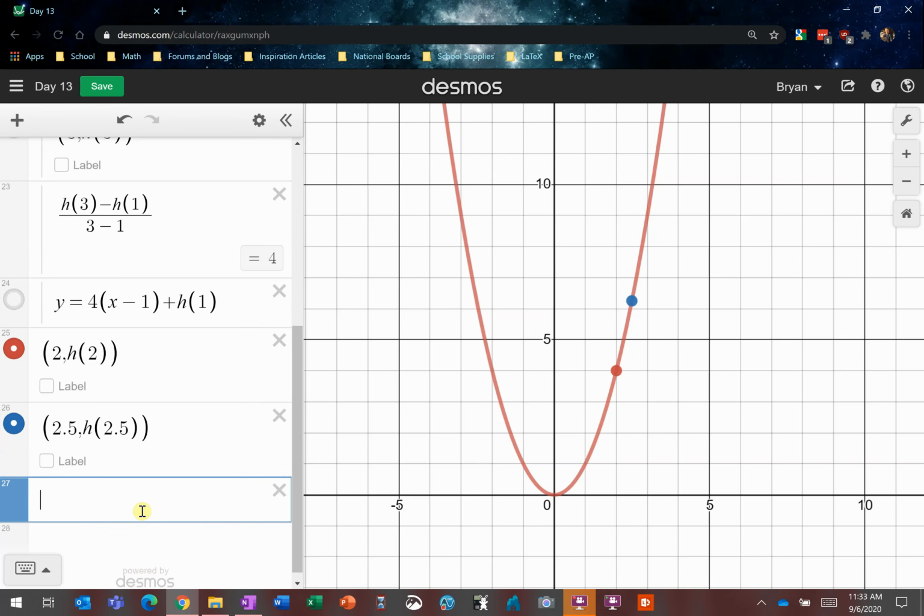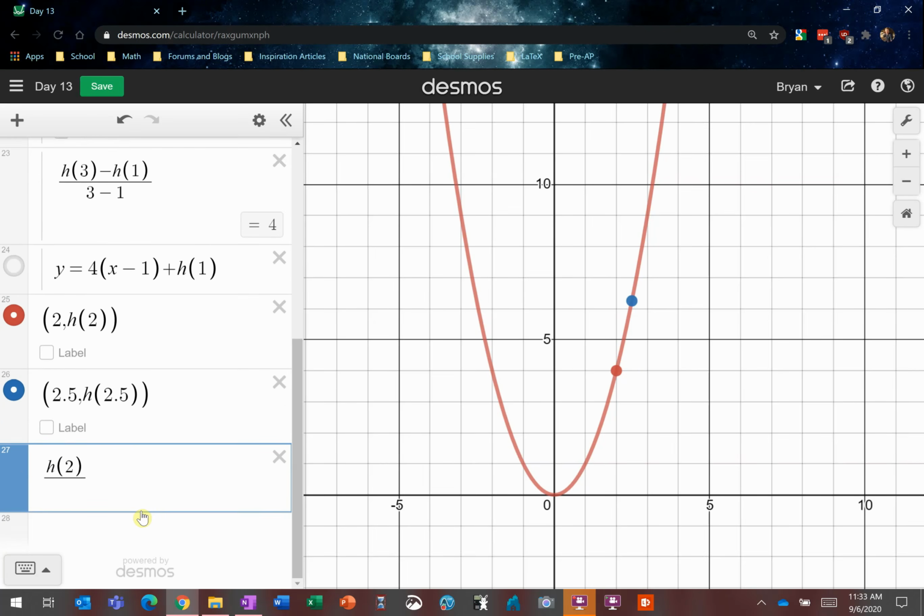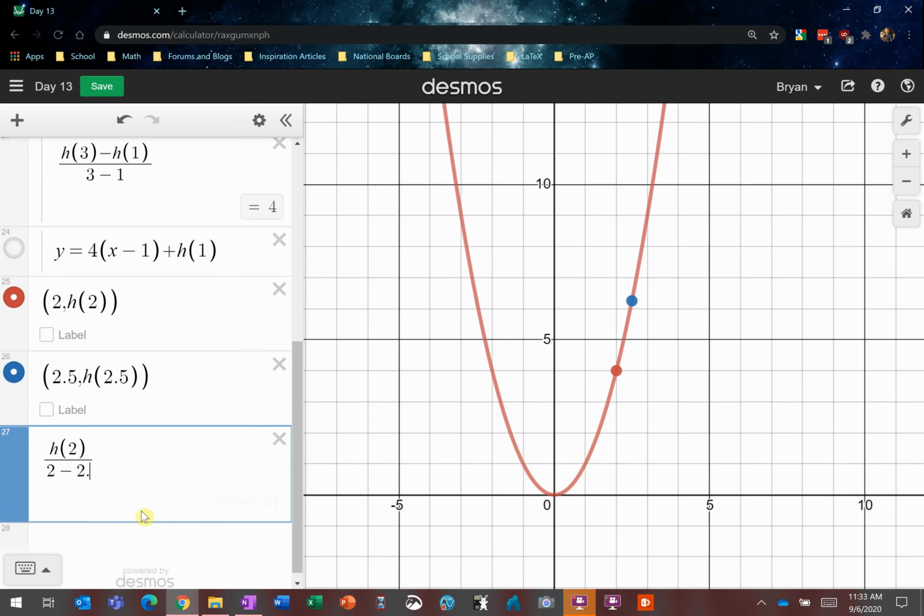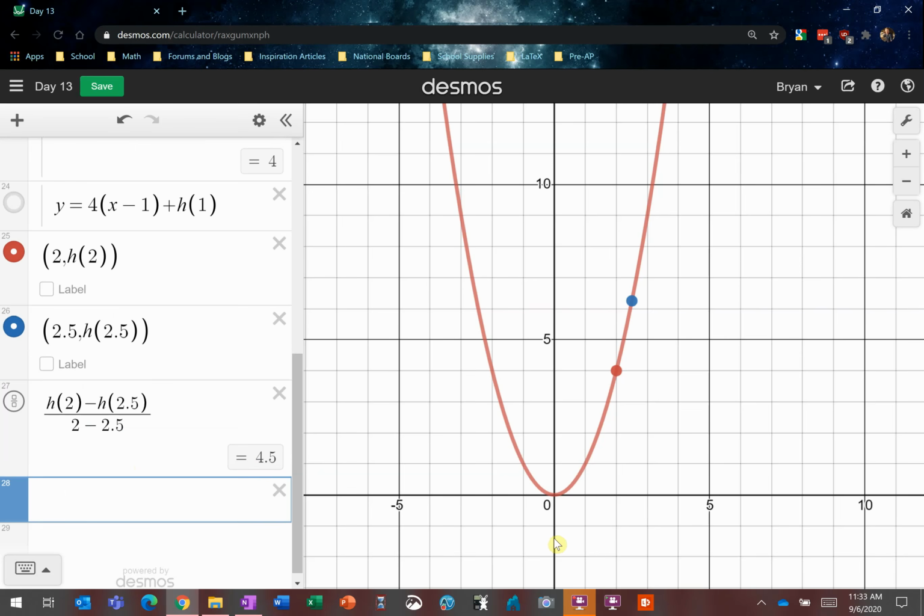So our slope then, let's see, how could I write this on Desmos and save myself some time? We'll do it like this. And remember, it doesn't matter the order of the slopes. It doesn't matter which x goes first or second. Okay, here's my slope, 4.5. And then let's look at the secant line.